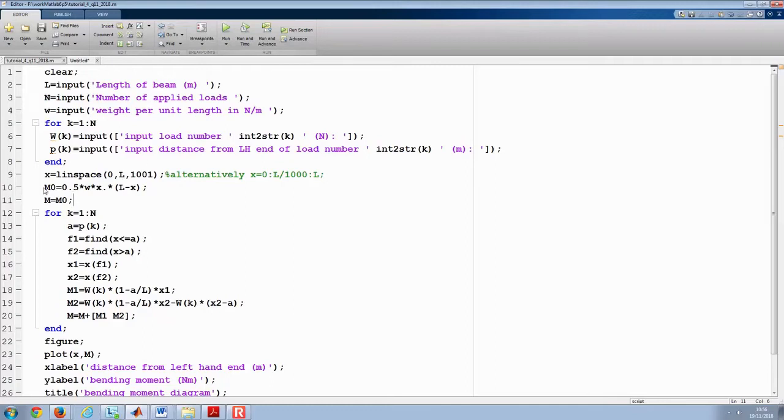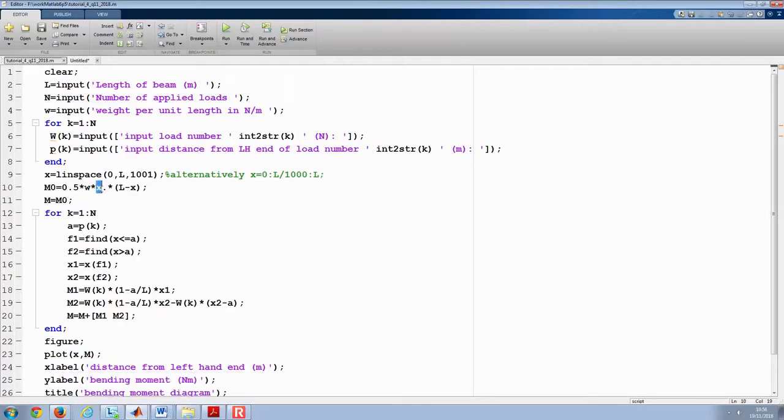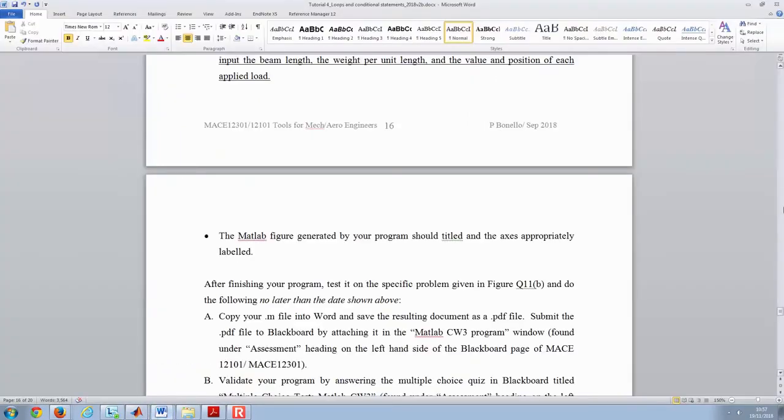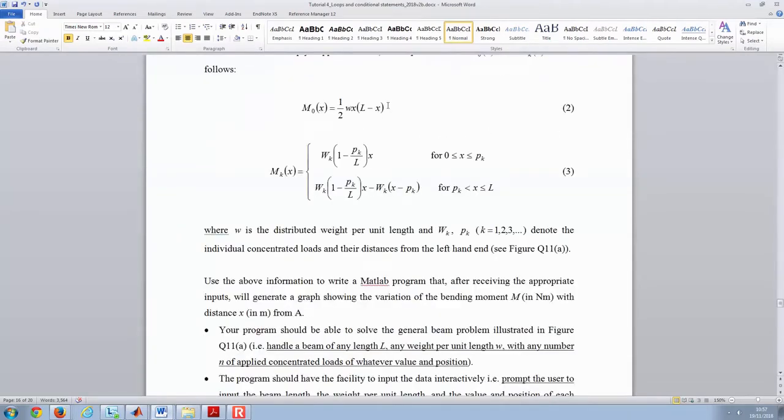Now this is the m naught. Notice x is a vector. L minus x is also a vector. And in order to multiply the corresponding terms of vectors, you need the dot times. Okay, you need dot times. So this here is a quick way of doing this formula here: 0.5 w x times L minus x.